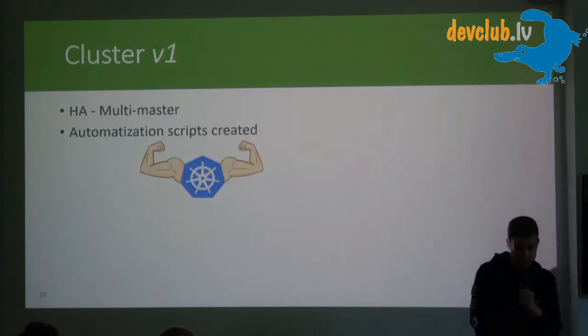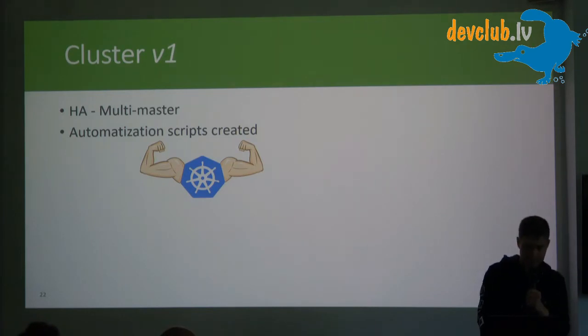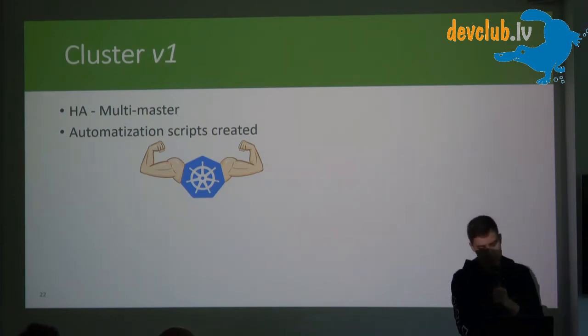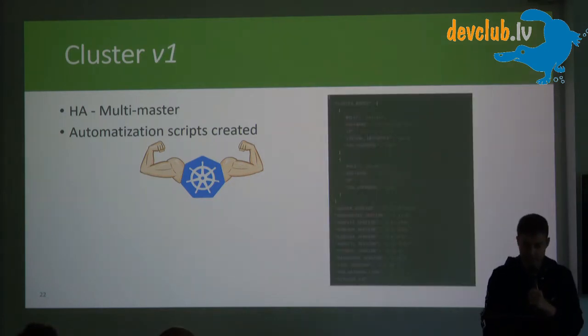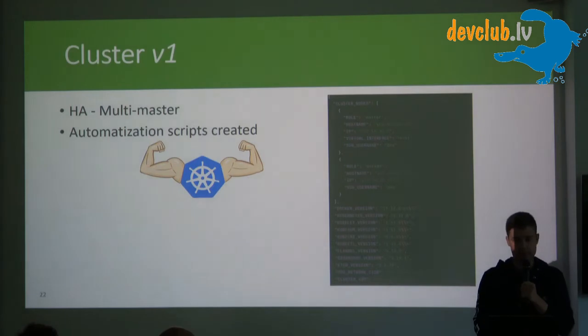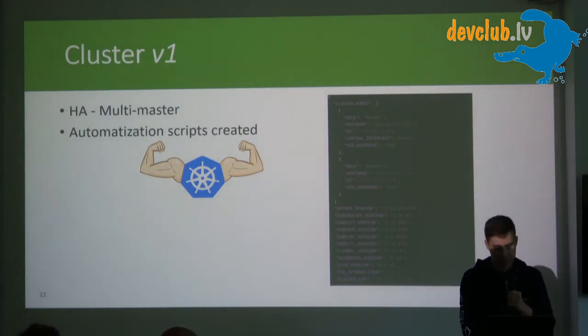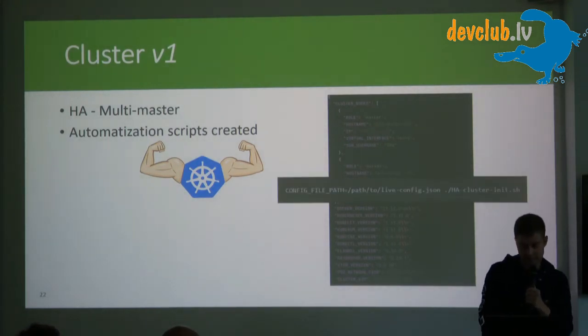So we have added high availability to the cluster by joining two master nodes to it and created our own automatization scripts. And it became possible to describe the cluster using one file and feed this file into the script that was creating the cluster from scratch. It was some kind of germs of the infrastructure as code approach.